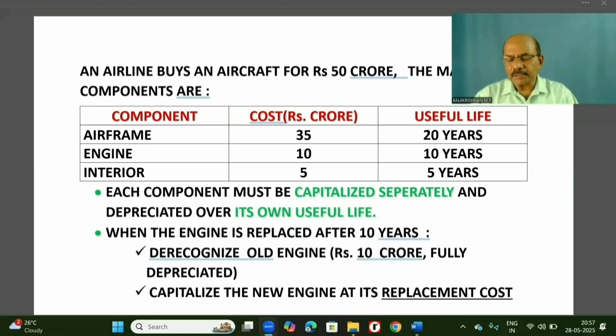When the engine is replaced after 10 years, what is going to happen? De-recognize the old engine, rupees 10 crore, fully depreciated. Capitalize the new engine at its replacement cost. That's all.